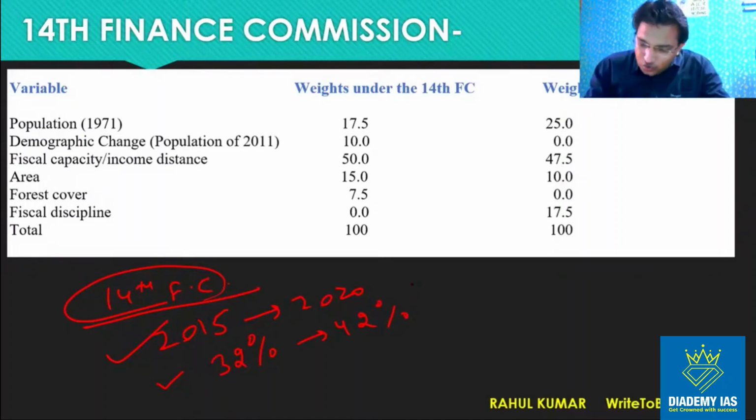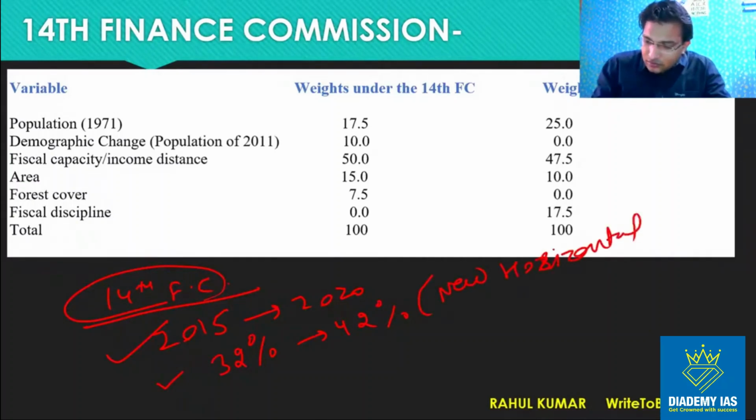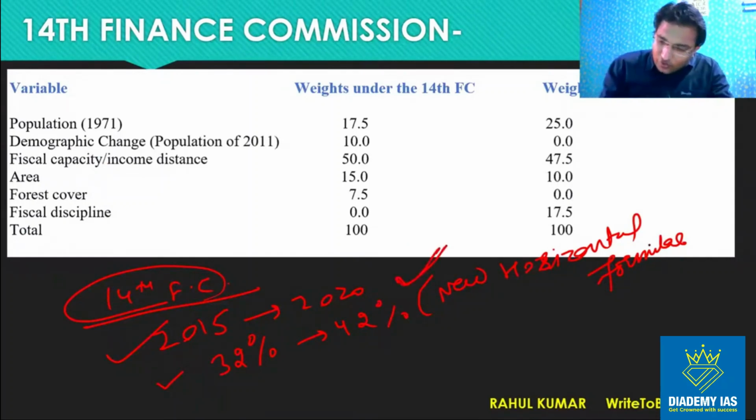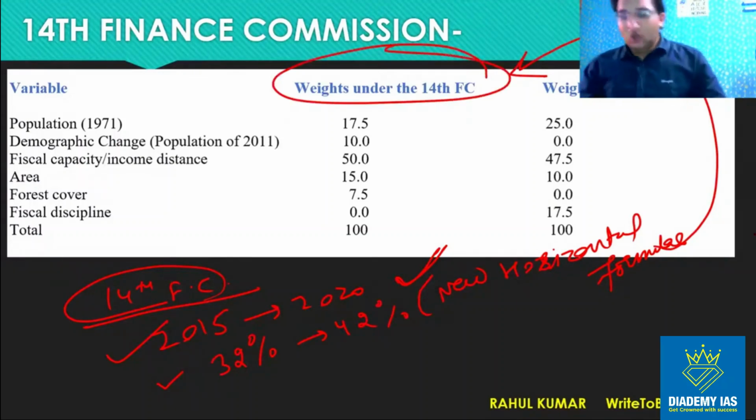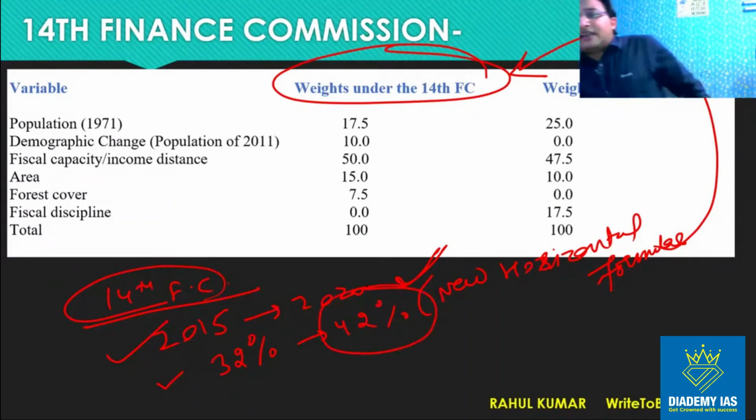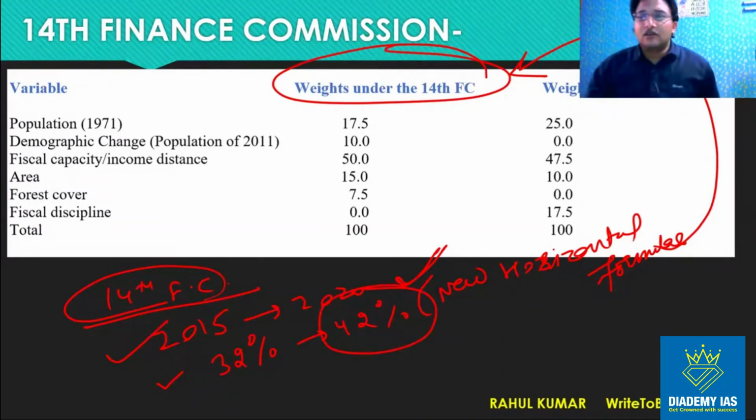So this is the new horizontal formula. Sorry, there is a new horizontal formula, that is a separate point, right? So this horizontal formula is this one, that how this money of 42% will be transferred by the center to the various states, right? So which state will get how much will depend upon this horizontal formula. There is a new horizontal formula which has been given by the state government, right? Earlier there was 32%, now 42%.